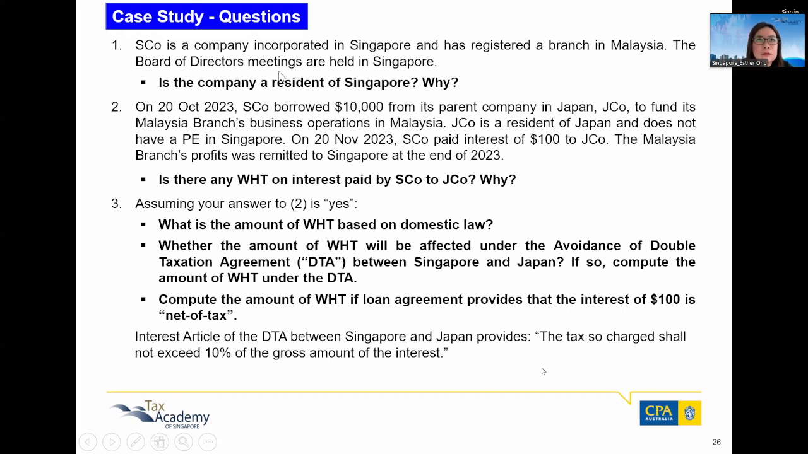Okay, part 3. Now, assuming your answer to part 2 is yes, what is the amount of withholding tax based on domestic law? Whether the amount of withholding tax will be affected under the tax treaty between Singapore and Japan, and if so, compute the amount of withholding tax under the tax treaty. And compute the amount of withholding tax if the loan agreement provides that the interest of $100 is net of tax. The question provides that the interest article of the Singapore-Japan tax treaty states that the tax so charged shall not exceed 10% of the gross amount of the interest.